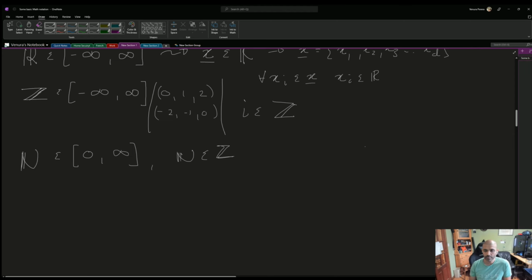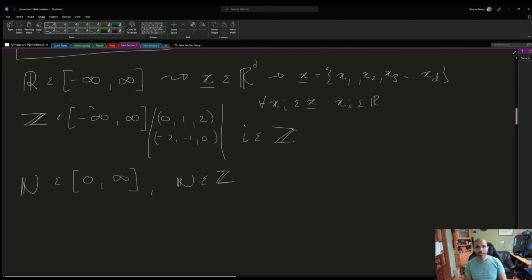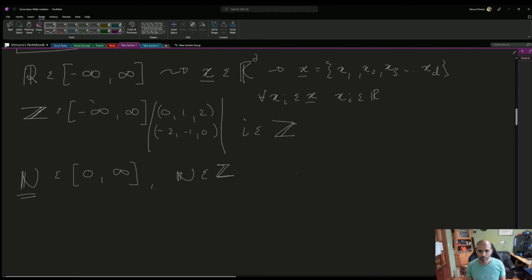So these are the number sets I wanted to mention very briefly. We will use our real numbers a lot and our integers. More importantly, for our indexing, it'll be our natural numbers quite a lot. So this is an important set of numbers to be aware of.